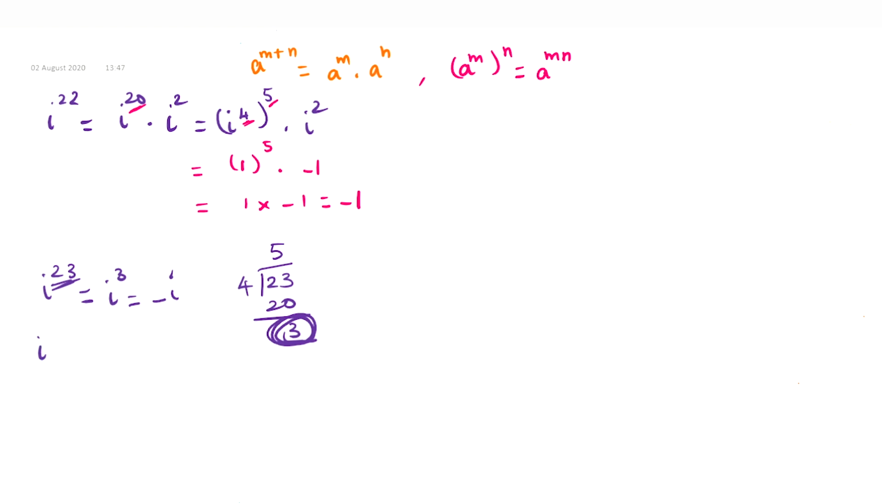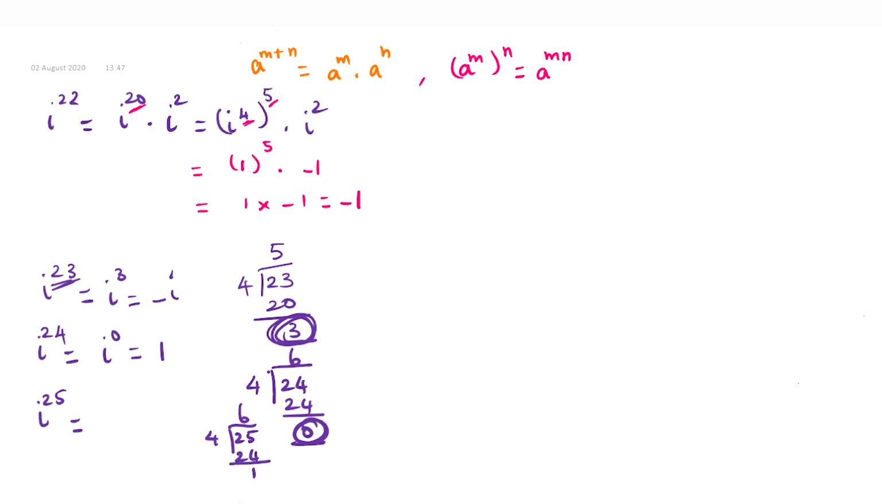Now you take i^24. You divide 24 by 4. 4 6s are 24, so the remainder is 0. You take this remainder, so i^0 is equal to 1. Now you take i^25. Divide 25 by 4. 4 6s are 24, the remainder is 1. Now you take this remainder, so i^1 is equal to i.